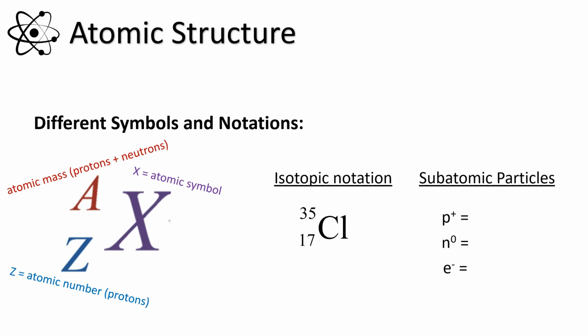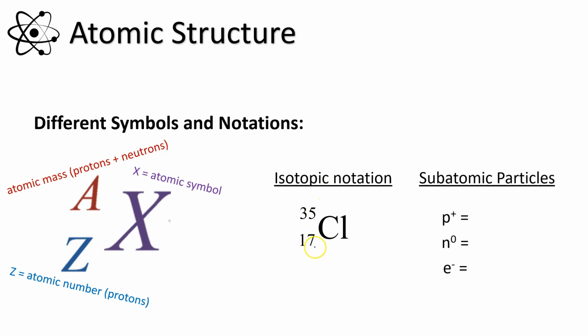You can also do this in the reverse direction here. I've given you the isotopic notation for an atom, and I'm asking you to tell me how many protons, neutrons, and electrons would be in an atom described this way. Again, you should pause the video and try this yourself first before clicking play again to watch me go over the answers. So here we go.